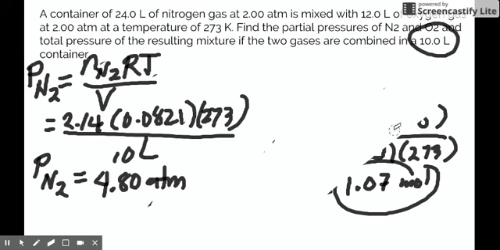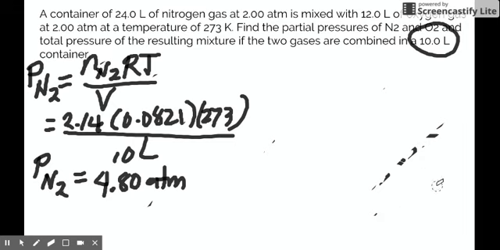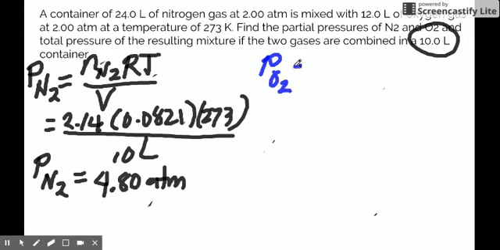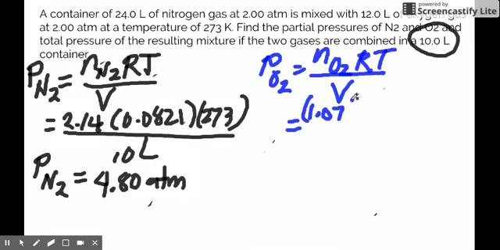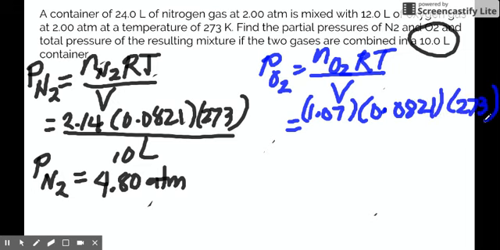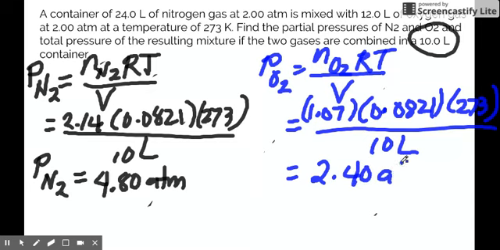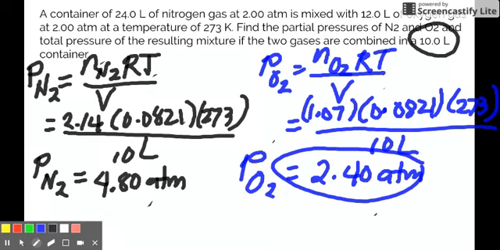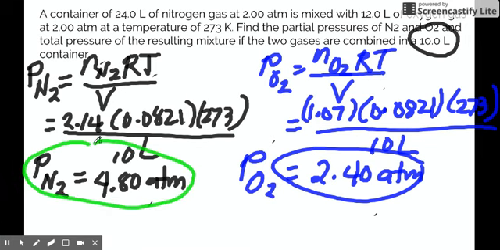Okay, so that's what you get for the partial pressure of N2, and it's the same process to get the partial pressure of O2. We use the amount that we got earlier, the 1.07 moles. So now we're ready to get the partial pressure of oxygen. P of O2 is equal to n of O2 times R times T over the new volume, which is 10 liters. So we substitute 1.07 moles, the value we got earlier, times 0.0821 times 273 divided by 10 liters. Putting that all in the calculator, you would get 2.40 atmosphere. So now we got 2.40 atmosphere for P of O2, and P of N2 is 4.80 atmosphere.